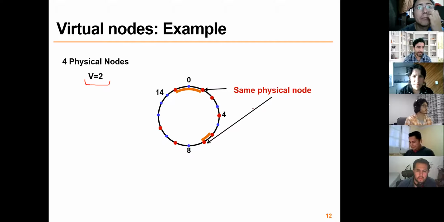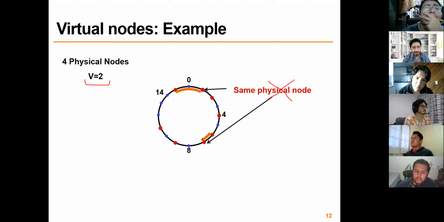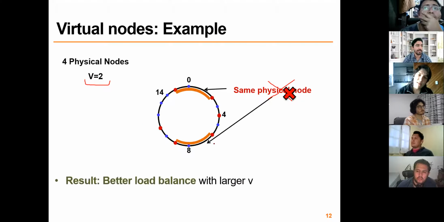So imagine, for example, here, this and this are one physical node. So if this physical node fails, this node and this node are going to disappear because of one physical node. So that's the point here. You can see, when this physical node fails, you don't have to move a lot of data over, because now you have better load balancing.